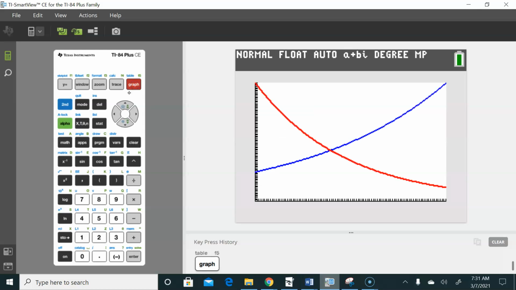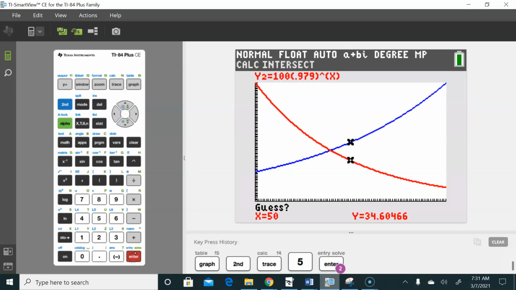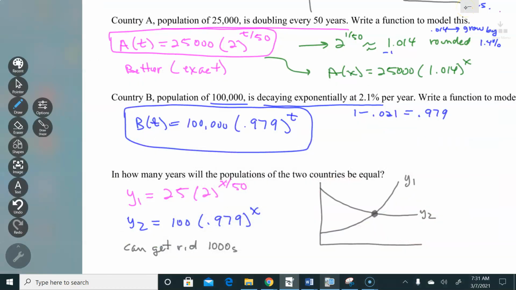There's a growth, there's a decay. Second trace, number 5. Enter, enter, enter. And you get a little bit less than 40 years. So this intersection right here is that x equals 39.511 years.